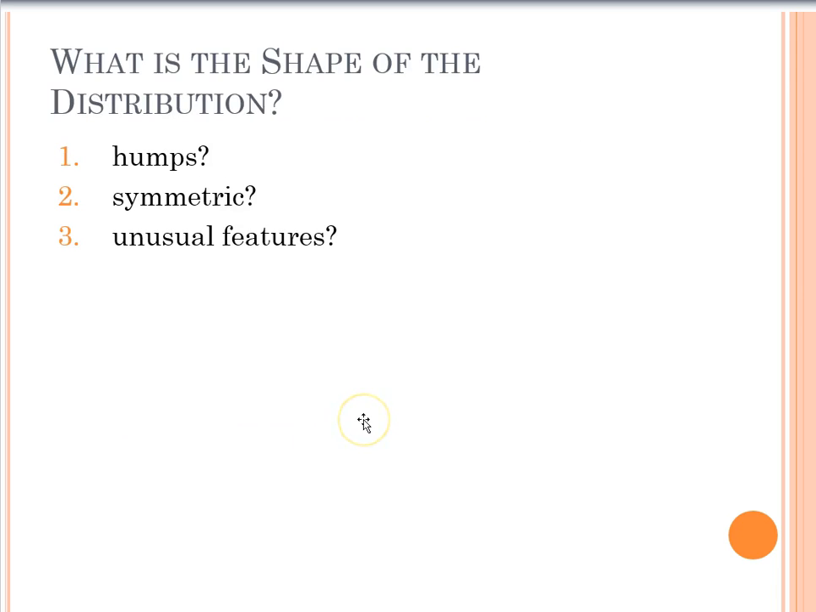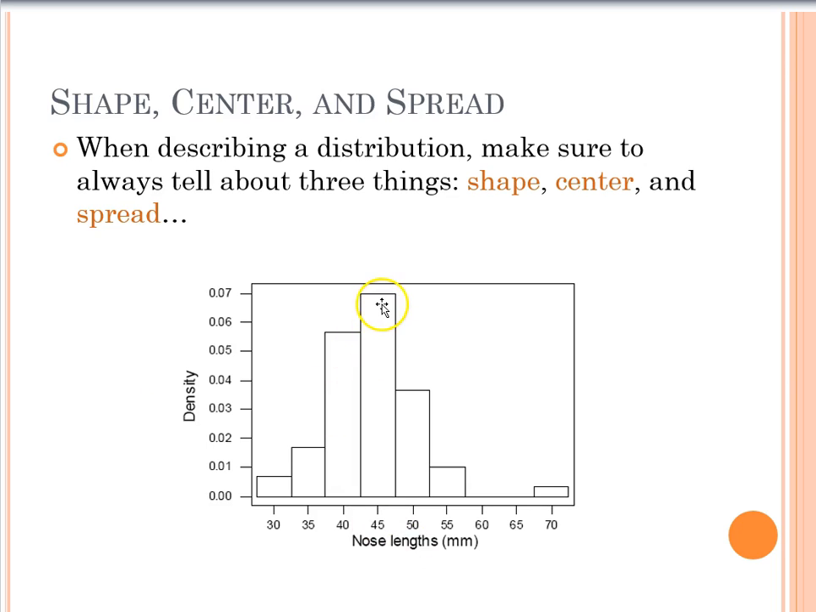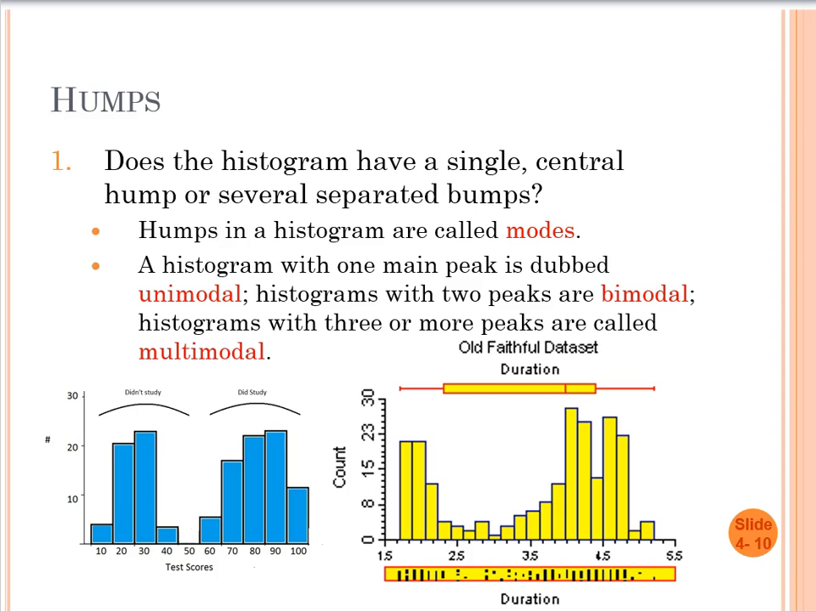There's three main components to the shape: how many humps it has, so how many bumps it has, the symmetry of it, and if there's any unusual features. With the humps, we call those modes, so where the most data is. These can be unimodal, which is what we just looked at, where there's just one big peak. But there can also be bimodal distributions.